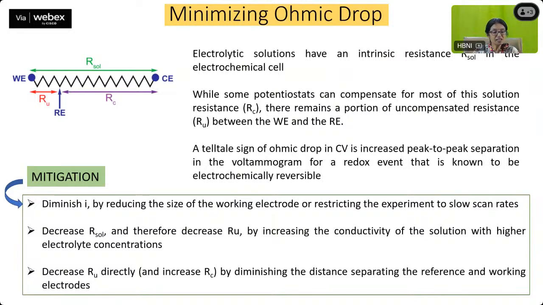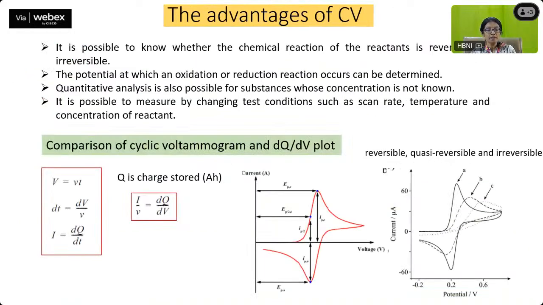So how do you mitigate it? You diminish I, you reduce the size of the working electrode or restrict the experiment to very slow scan rates. You decrease the intrinsic resistance, and therefore the entire resistance in the electrochemical cell, by increasing the conductivity of the solution with higher electrolyte concentrations. Or you decrease this Ru directly by diminishing the distance separating the reference and the working electrodes.